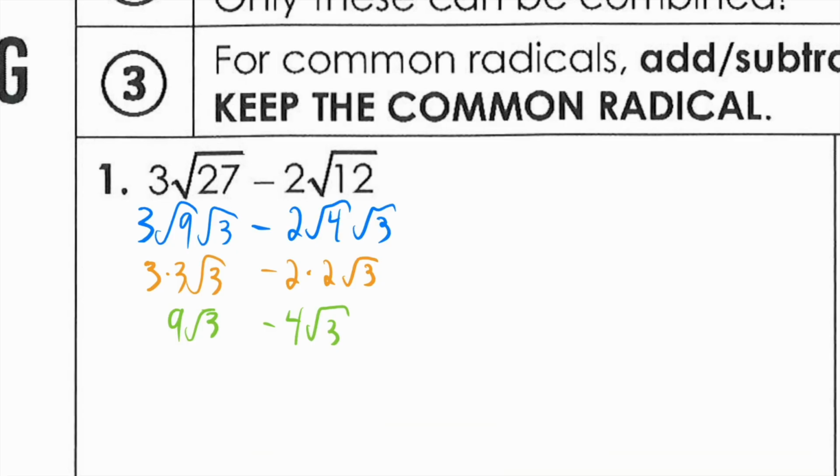Now we can notice that these are both square root 3, same root or index of square, second root, and the same radicand of 3. And so we can do the 9 minus 4 and call this 5 square root 3. If they were different, we would have just called this our answer. But because they were the same, we can combine them.